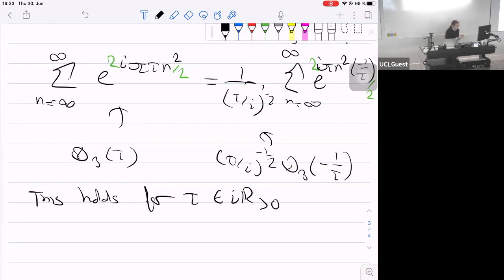But as I said, it's holding on the imaginary axis. But since everything's nice and holomorphic, we can say by analytic continuation, it's going to hold everywhere because it holds on some actual interval.